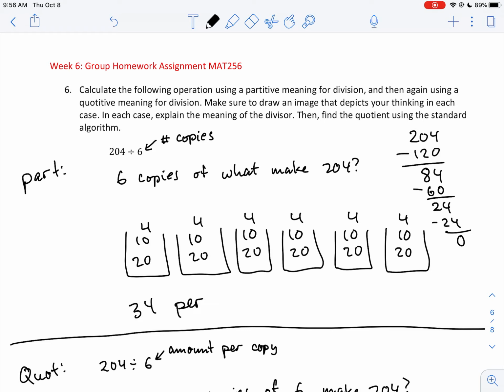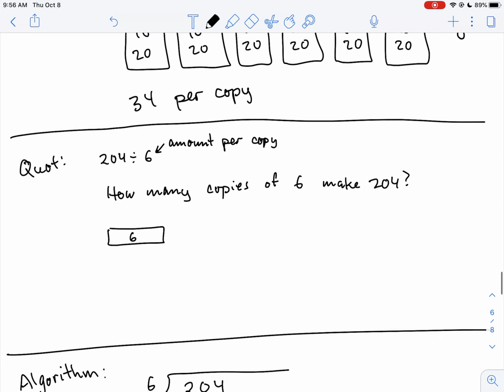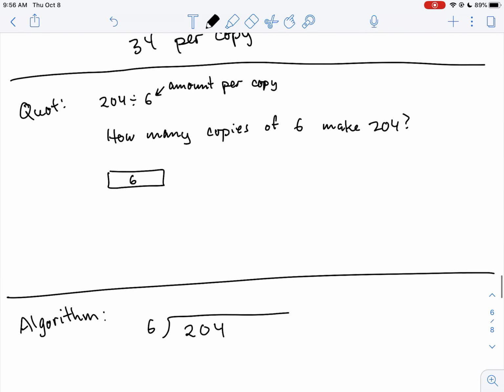And notice there's no context here. So I don't know, 34 what? 34 something per copy. So we're working pretty abstractly here, but we're still thinking of 6 as the number of copies, and the 34 is the amount of stuff per copy, and the 204 is the resulting amount of stuff. We just don't have a context to be more precise.